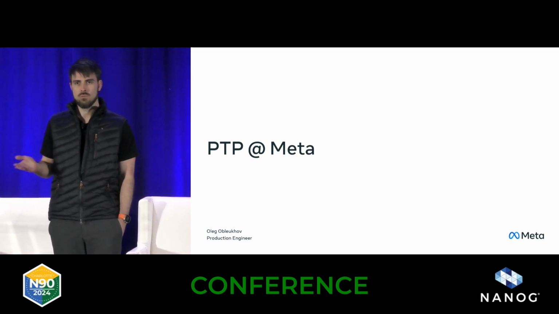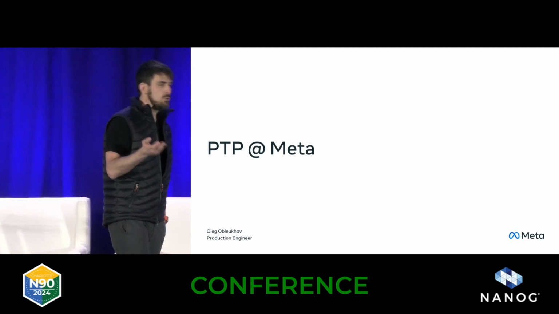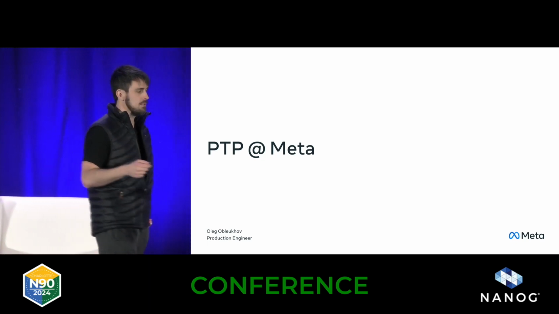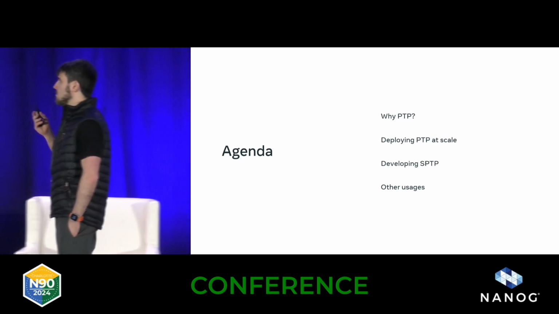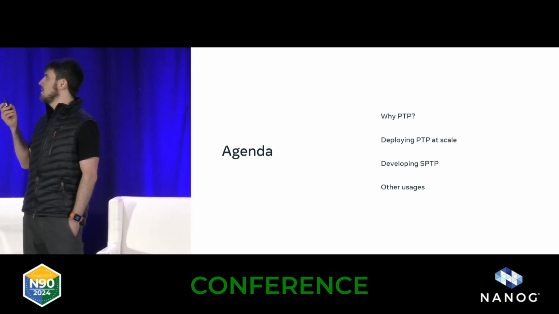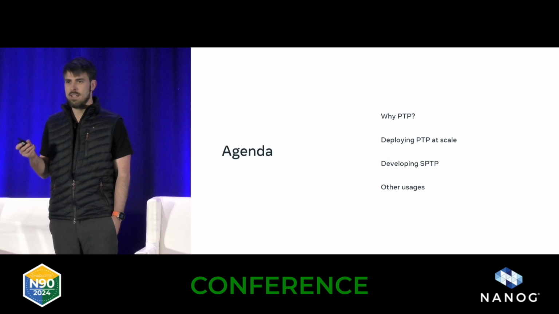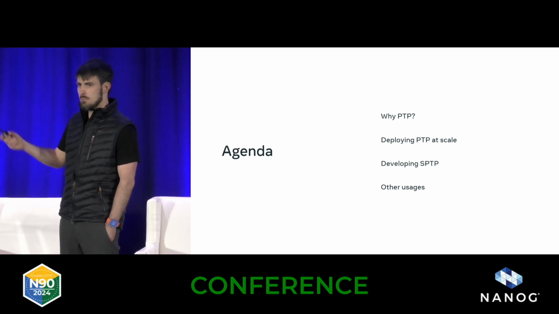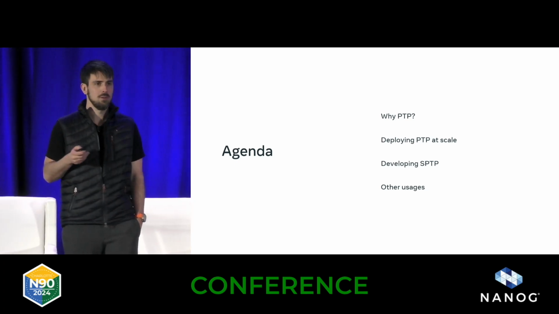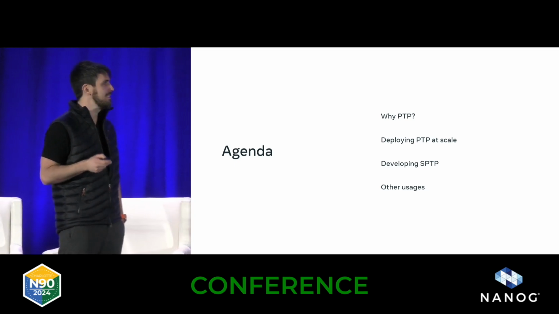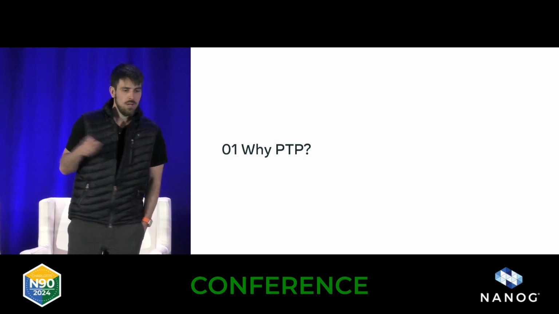With this in mind, I'll tell you about PTP at Meta: how it came into existence, why we need it, what it is used for, and we'll talk a little bit about the design. We will talk about why PTP, how we deployed it at scale, and why we were not happy with that at some point, so we switched to and developed SPTP. Then there is a bonus section which I'm sure you will all be interested in at the end, so make sure to stick to the end.